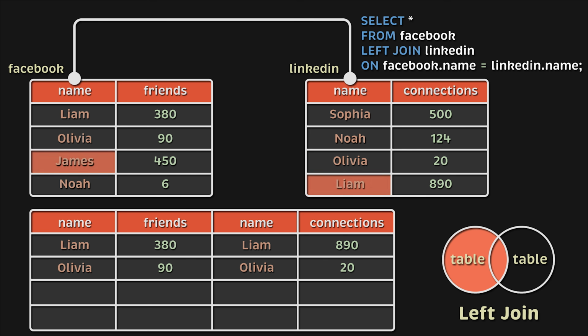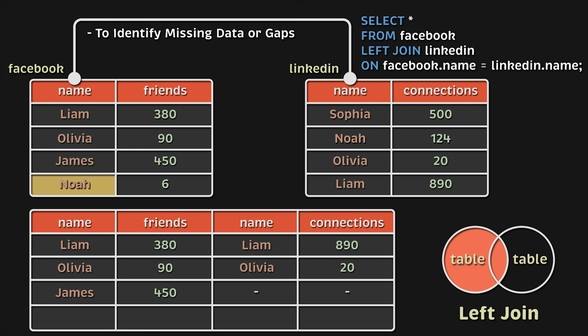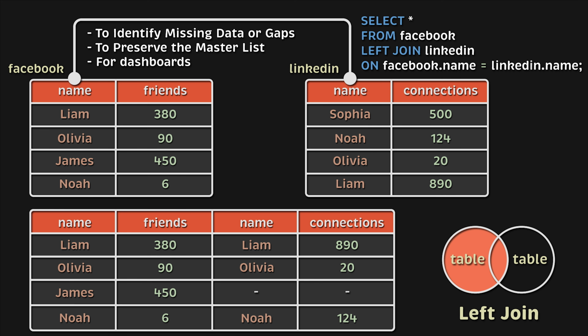You might use this join to identify missing data or gaps. For example, find all customers who have never placed an order, or to preserve the master list when the right table is optional. Or, when building dashboards, you often need to show a complete category list even if some categories have 0 activity.